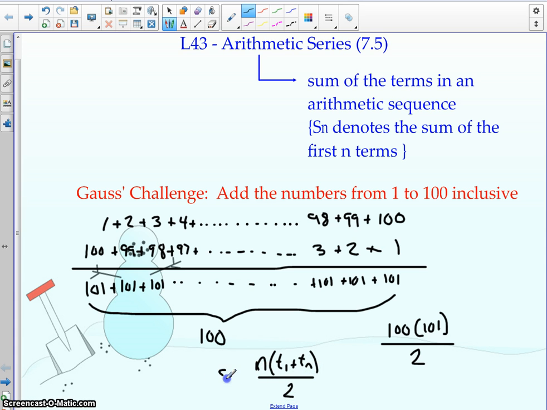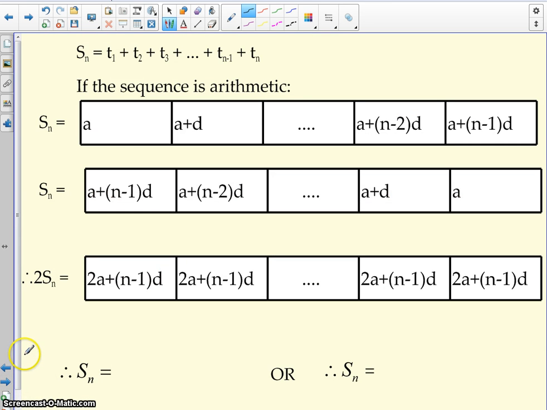So we found the sum of the first n terms in a sequence by taking the first term, adding the last term, that's why we got 100 plus 1, multiplied by the number of numbers in the series, or sequence, in this case it was 100, and then dividing by 2. This is one particular formula for adding the first n terms of a series, or n terms of a sequence.